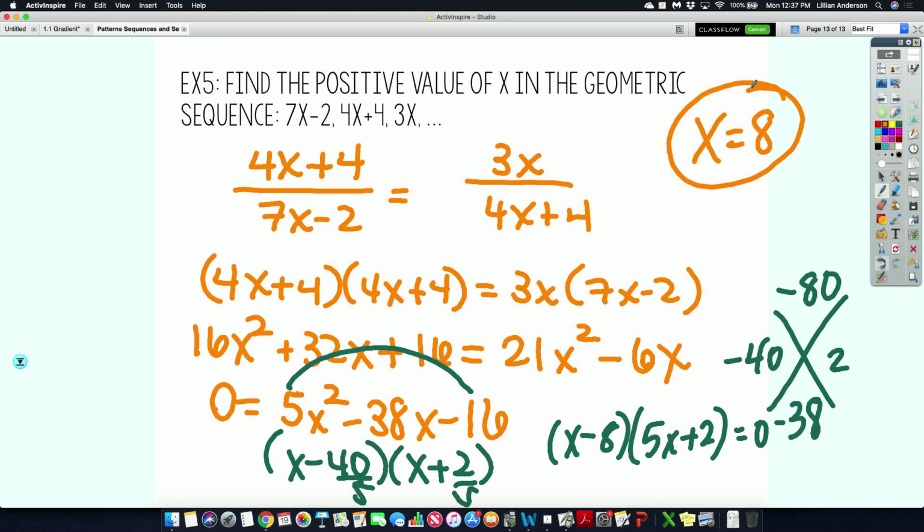Do you notice the difference between algebra 2 and IB? Okay. So your homework is more IB. Okay?